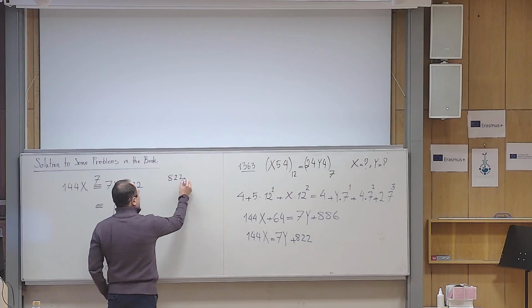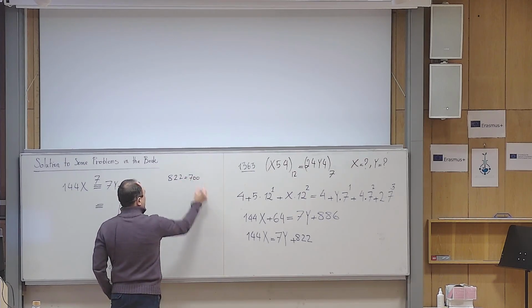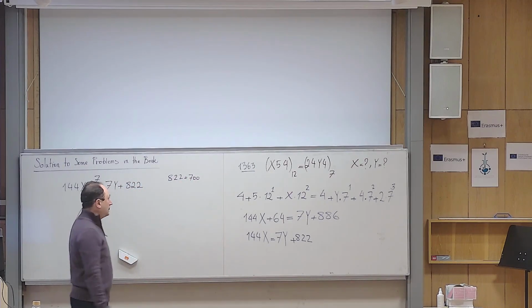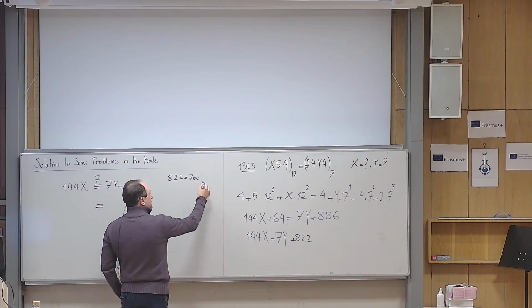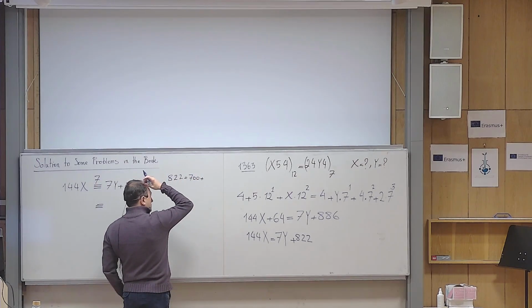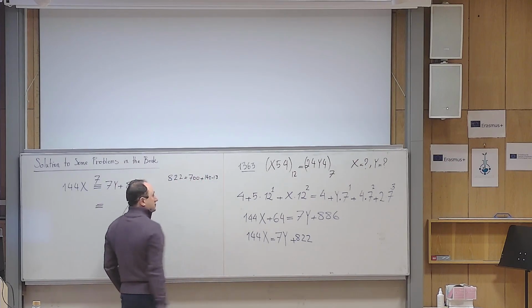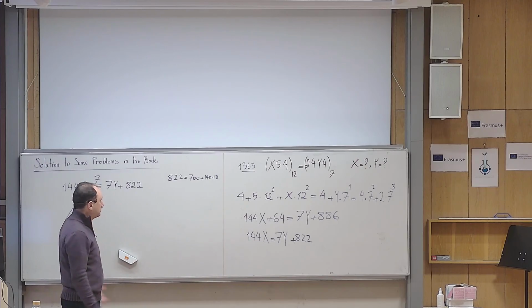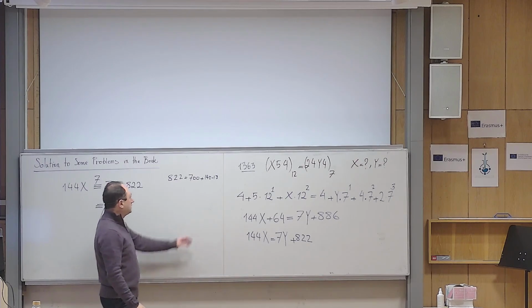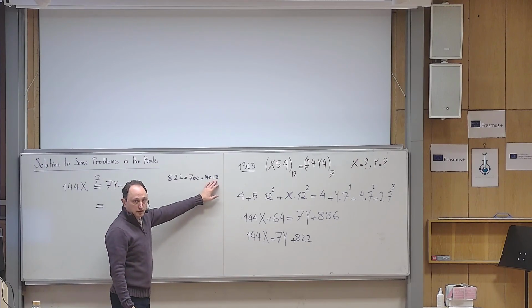Yeah, you don't even need to bother thinking very hard. You can write it as 700 plus 122, and then 122 is what? 140 minus 18, something like that. I don't know, I'm just writing it in this way. Is that understandable? Because this becomes 122.